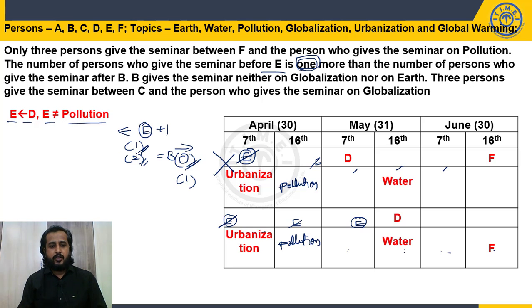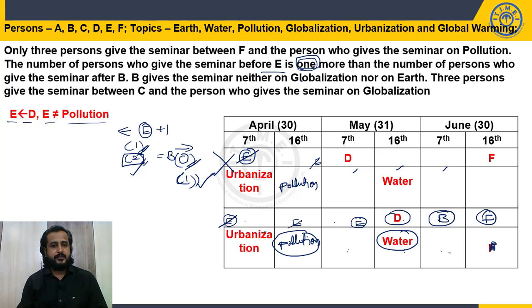So before E, how many persons gave seminar? 2. So after B will be 1. So this is matching. Before E is 2, after B is 1. So after B 1 means it should be June 7th. So it is B, it is E, it is D and it is F. So E, B, D, F. 4 persons are completed and urbanization, pollution, water we are able to fix.